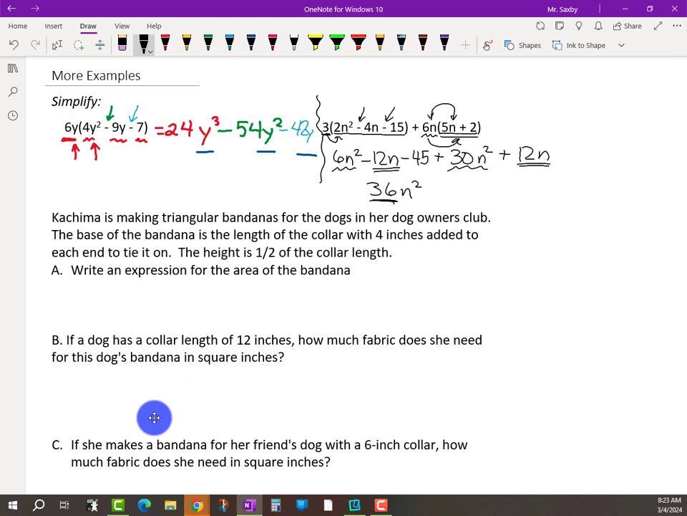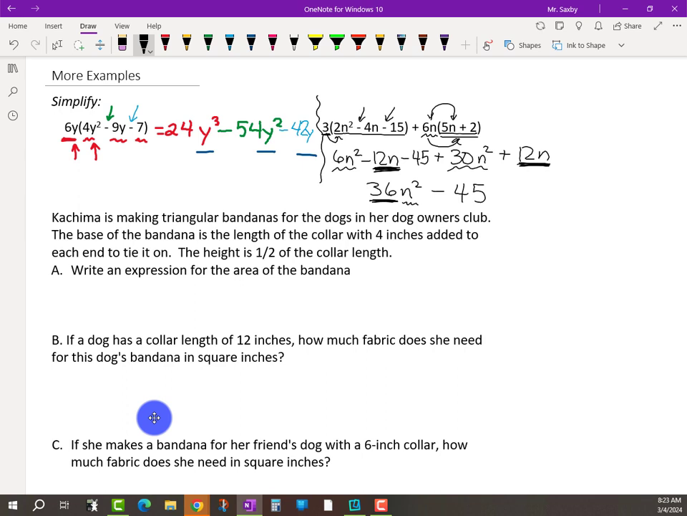Remember, we just add the coefficients. These are just telling us what we're adding together, and since we added n squared and n squared, we get more n squared. We have a negative 12n here and a positive 12n there, so that's up to 0n. I don't have to write anything. And then minus 45.